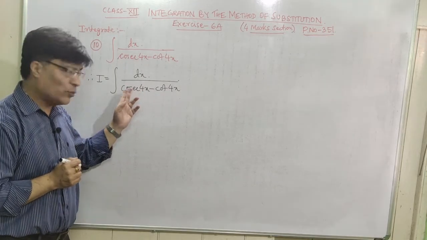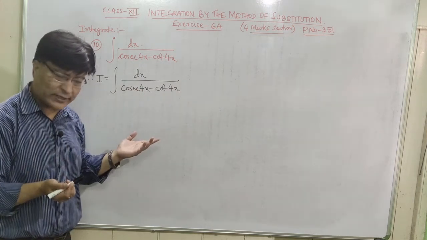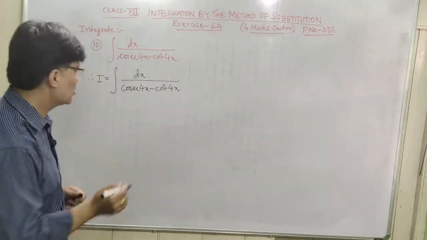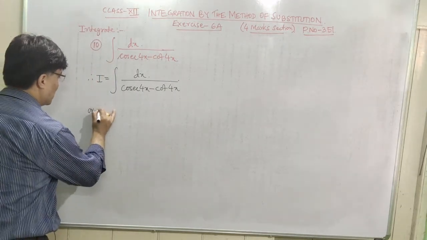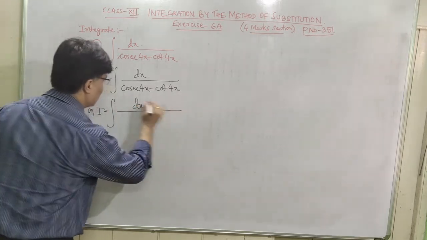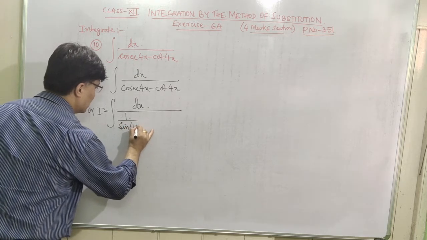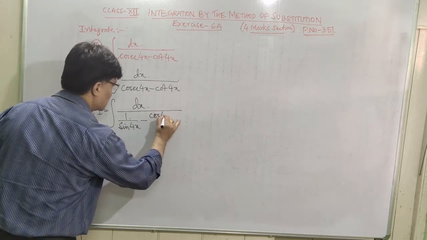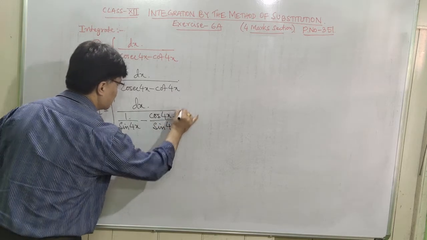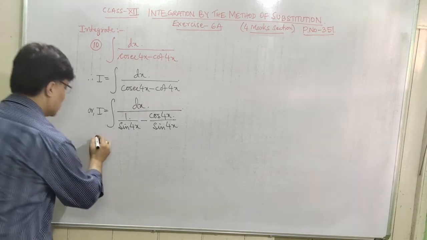We can write this cosec 4x in terms of sin 4x and cot 4x in terms of cos by sine, isn't it? So let us simplify it first. Or I is equal to integration of dx divided by, what is cosec 4x? This is 1 by sine 4x minus, what is cot 4x? It is cos 4x divided by sine 4x. Understood now? So let us simplify it.